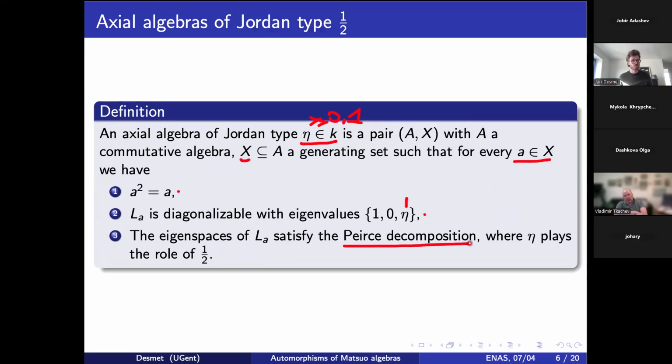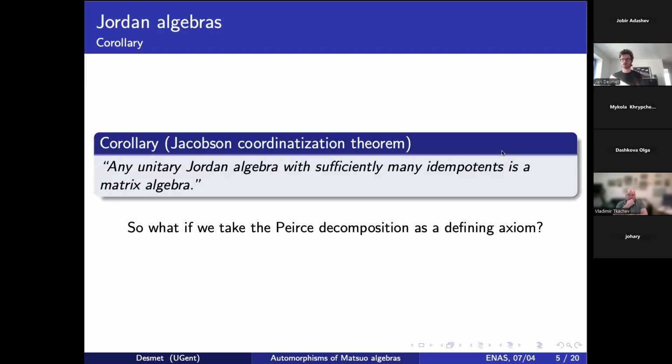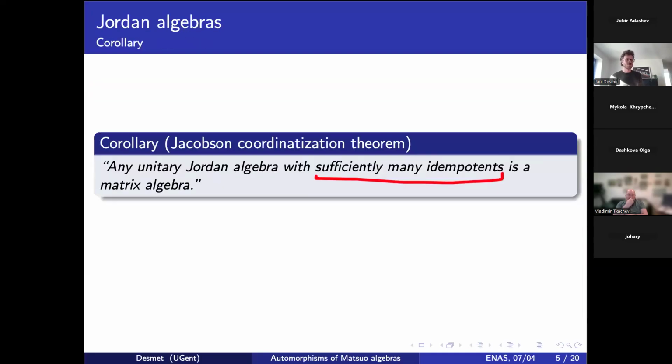lot of decompositions by idempotents in my axial algebra. I should have sufficiently many, in the sense that I should have so many that I kind of generate the entire algebra. Otherwise, I could just add orthogonal components to my algebra, which have nothing to do with these idempotents, and then you run into trouble if you want to start classifying them, right?